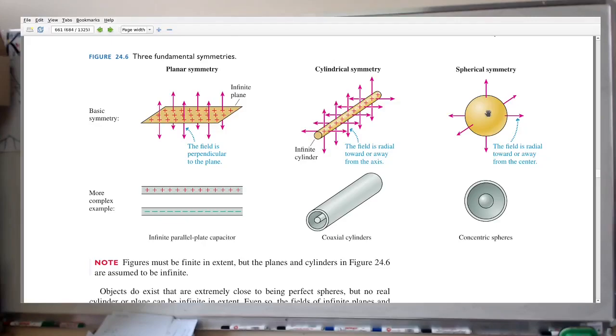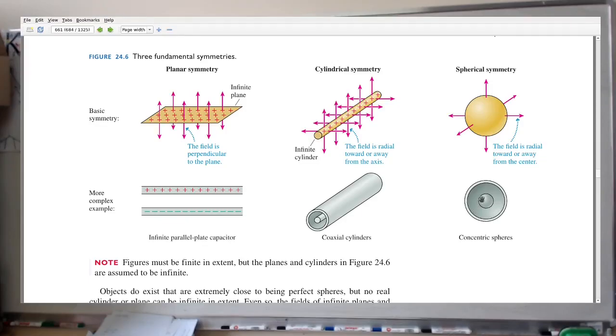It doesn't have any translational symmetry. As you move along the axis, you're going to be changing your distance from the center of the sphere, and in general you would expect your electric field to be different. Here the more complicated example is really not that much more complicated.